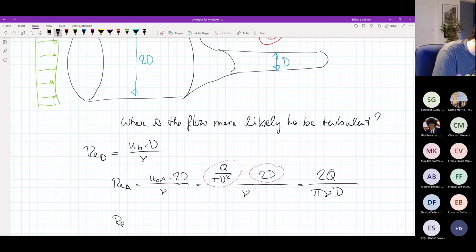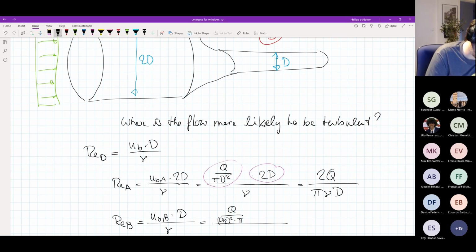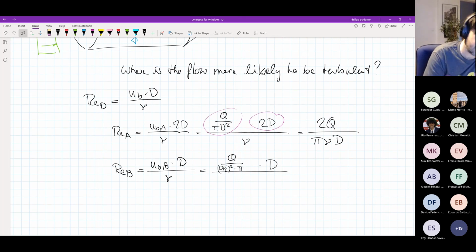Now let's do the same thing for B. Well, of course, UB,B times D divided by nu. Now I calculate again what UB,B is. That is Q divided by D divided by 2 squared times pi. Of course, the diameter here is only D. And this is divided by nu. So the result here would be 4 times Q divided by pi nu D.